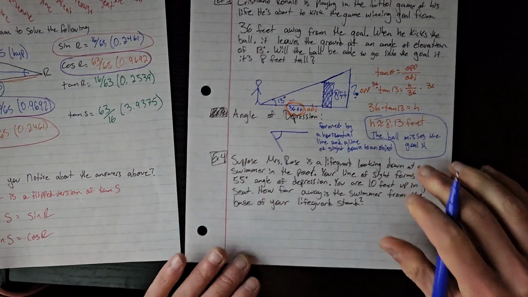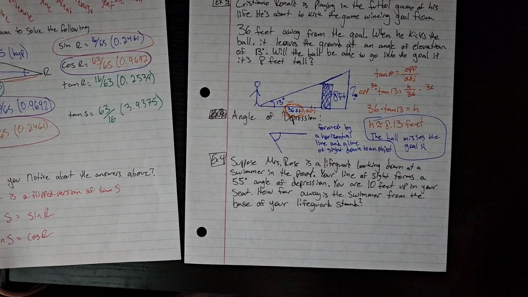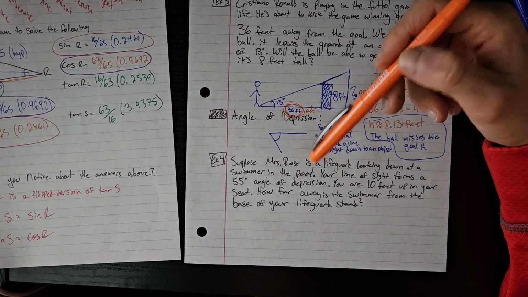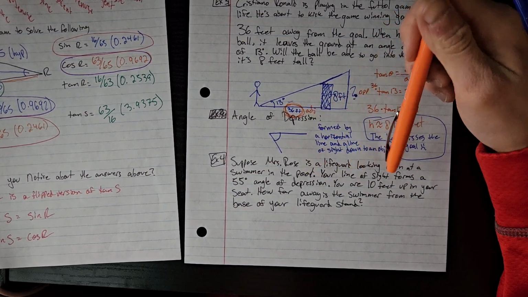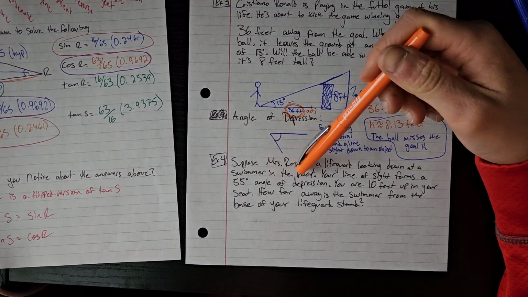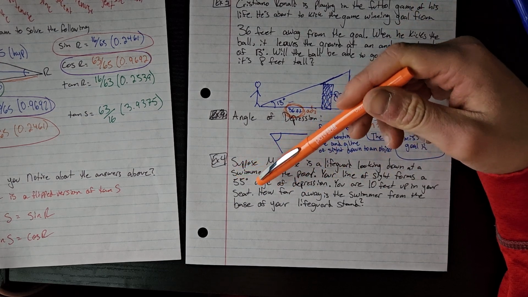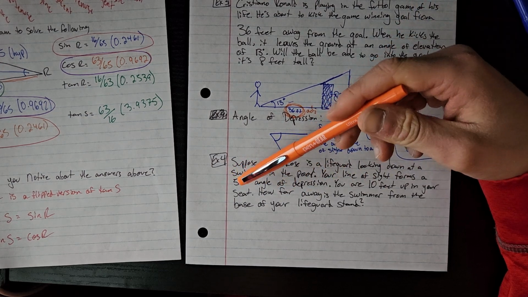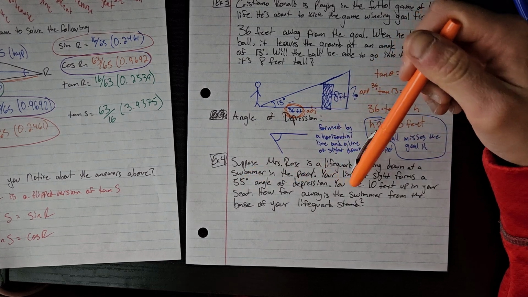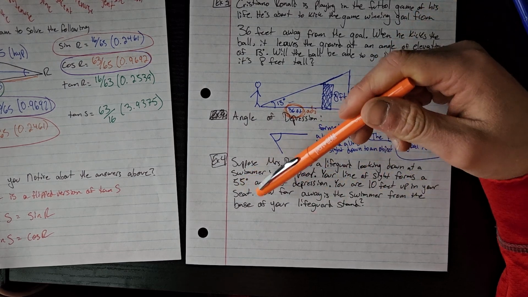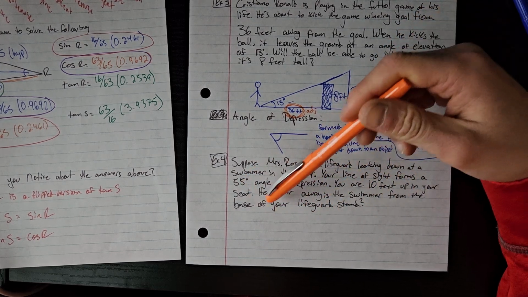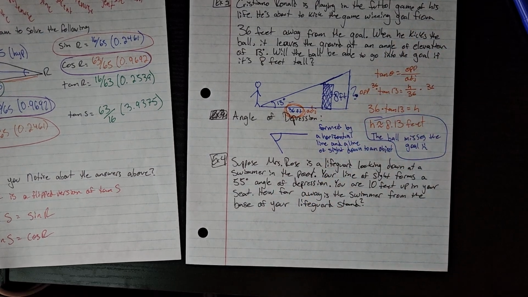No better way to practice this than with an example. So let's say Mrs. Rose, instead of Mr. Rose, is a lifeguard looking down at a swimmer in the pool. Your line of sight forms a 55 degree angle of depression. You are 10 feet up on your seat. How far away is the swimmer from the base of your lifeguard stand?